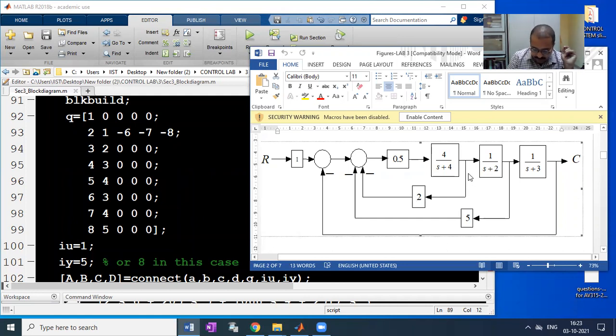Now, what about block number 6? Where is the input coming from? It is coming from the output of block number 3, is it not? This was block 1, block 2, block 3. So for the 6th block, the input is coming from the output of block number 3. So 6, 3, 0, 0.